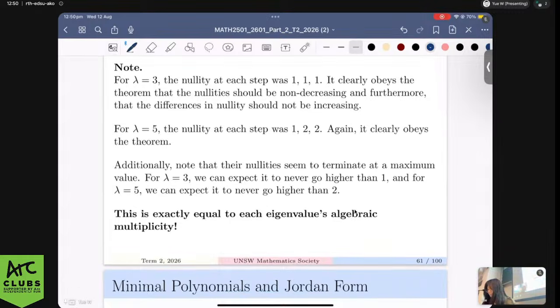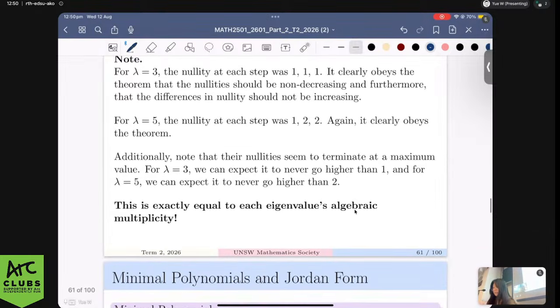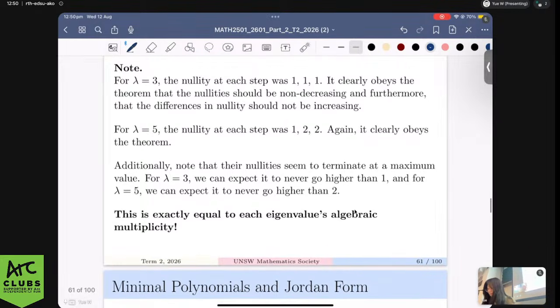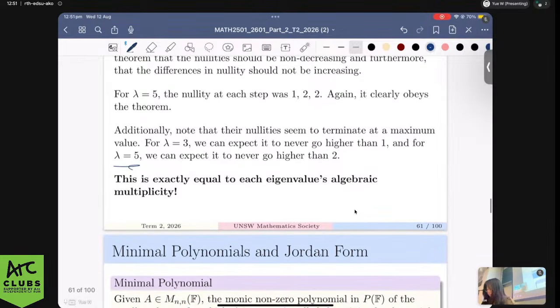increasing. And also note that the nullities kind of seem to terminate at a maximum value. So if we look at lambda is equal to 3, it's 1, 1, 1, right? So it seems to terminate at 1 and doesn't go any higher than that. And for lambda is equal to 5, we can see that it can never go higher than 2. So that's just an important thing to remember during the test. And obviously this is exactly equal to each eigenvalue's algebraic multiplicity.